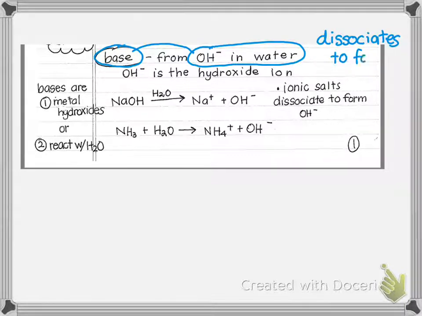So how I know something's ionic is that if it has a metal, and in this case, we have to have the hydroxide ion with the metal. So here's an example. Right here, that's the first type of metal hydroxide. So sodium hydroxide. Water is put above the arrow because it's not a reactant. You're simply dissolving the sodium hydroxide in the water, and it dissociates into its two ions, the sodium ion and the hydroxide ion.